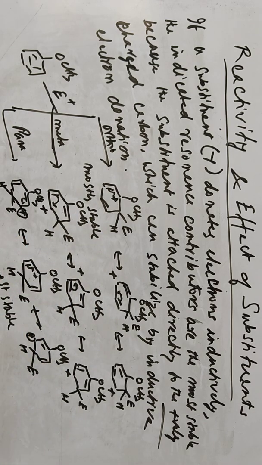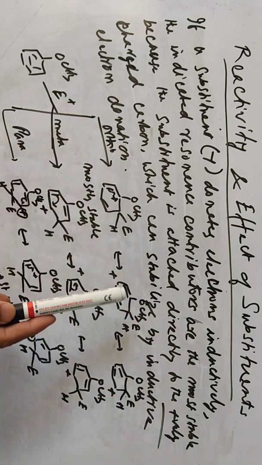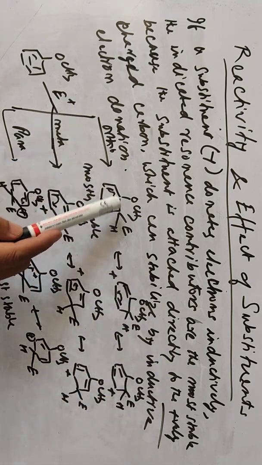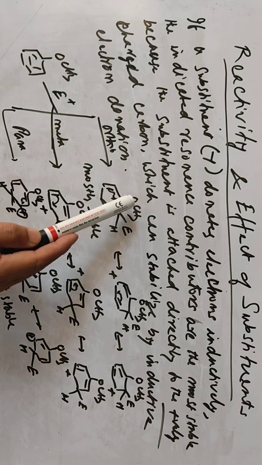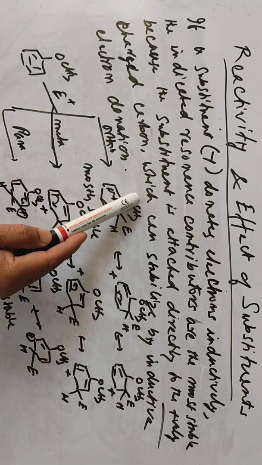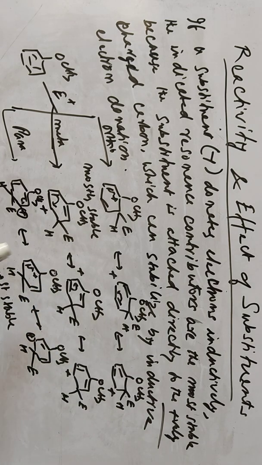I'm repeating again. If a substituent donates electrons inductively, that means an electron donating group is present on the benzene ring, the resonance contributors are most stable because the substituent is attached directly to the positively charged carbon atom, which can be stabilized by the electron donating group. Here also it can be stabilized. So here ortho and para are relatively more stable. This means that any substituent that donates electrons inductively is an ortho para director.